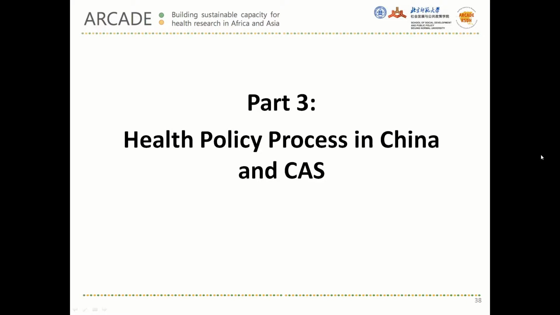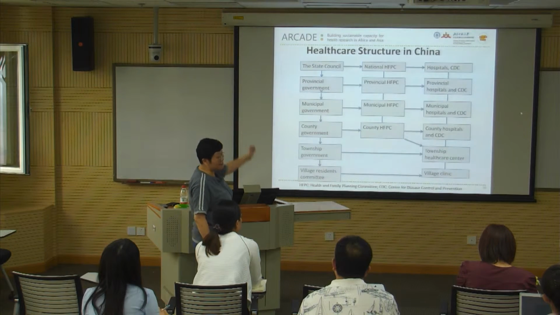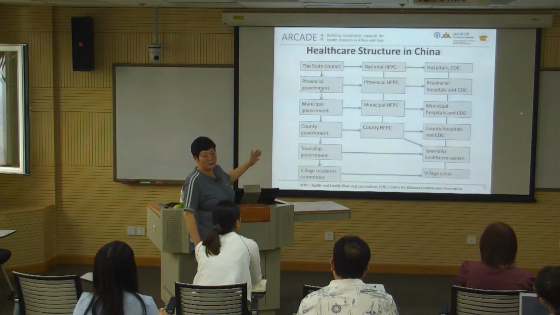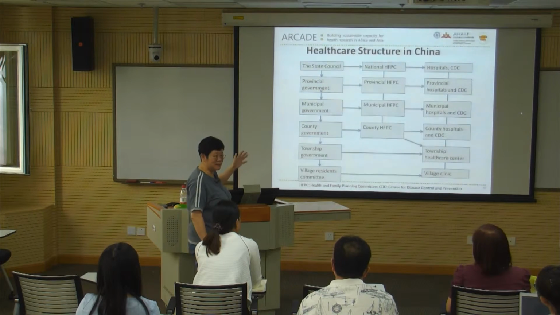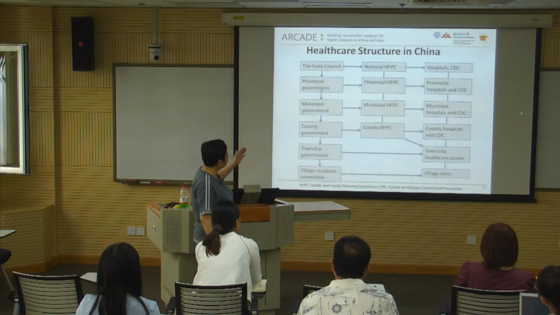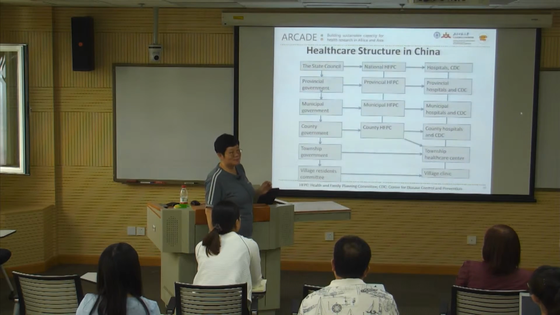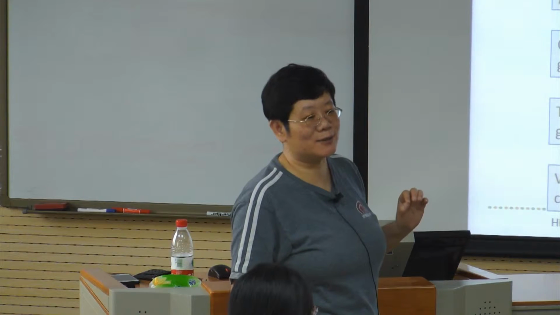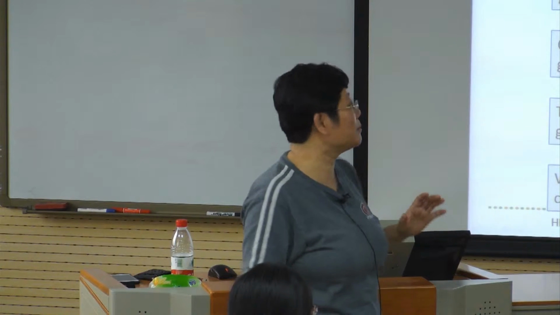Now we move toward the health policy process in China. This is the health structure in China. We talk about healthcare structure. On the left side is the stewardship part: government regulation, financing, and monitoring. In the middle is also government, but it's a specific government ministry, the Ministry of Health. Now we say Ministry of Health, Commission of Health and Family Planning.